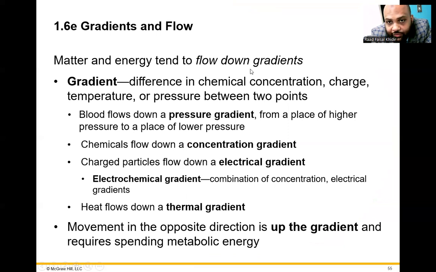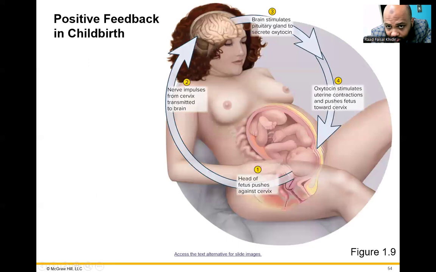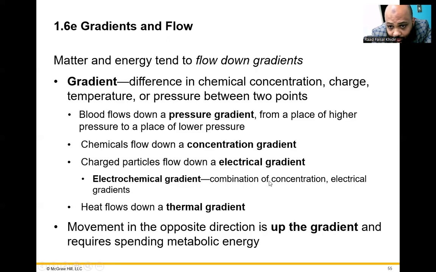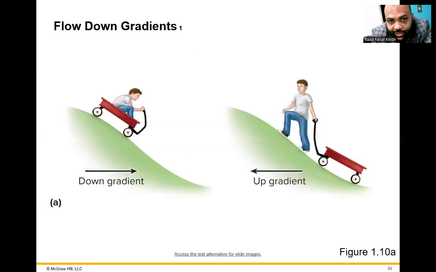Gradient. So the gradient is a difference in chemical concentration. We talked about that. There's a thermal gradient. There is a pressure gradient from an area of high pressure to an area of low pressure. Concentration gradient is when you have a gradient from an area of high concentration of glucose to an area of low concentration. And there's electrochemical gradient when we combine concentration of atoms that are charged. So we have both concentration of matter and electricity. So this is going downhill from an area of high concentration to an area of lower concentration.